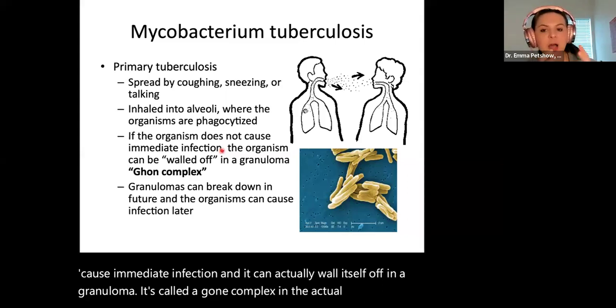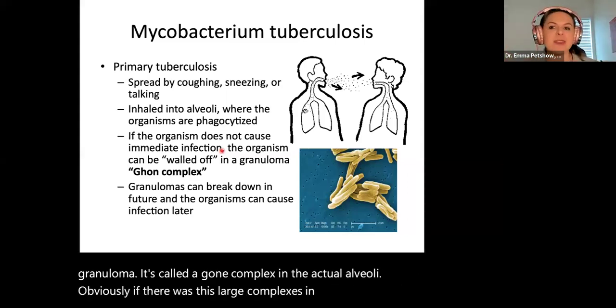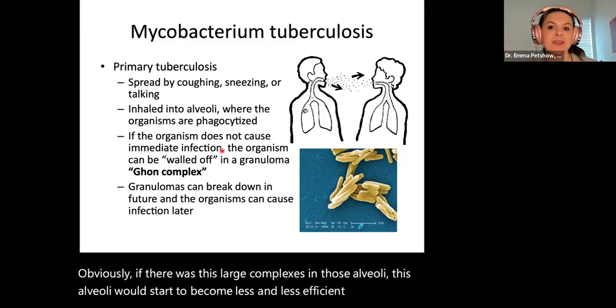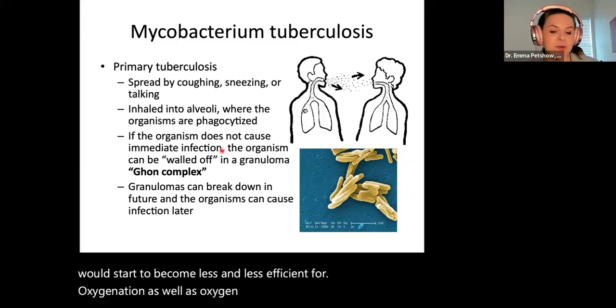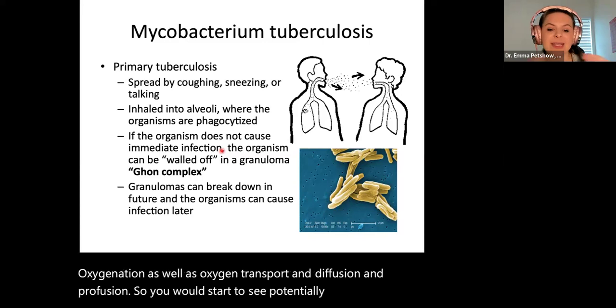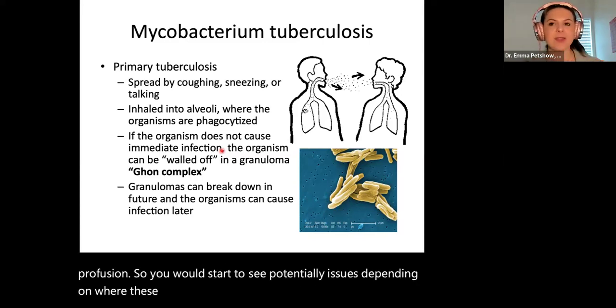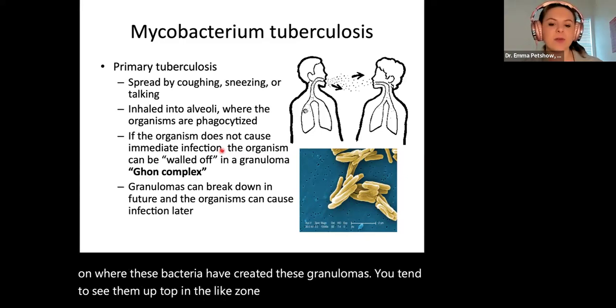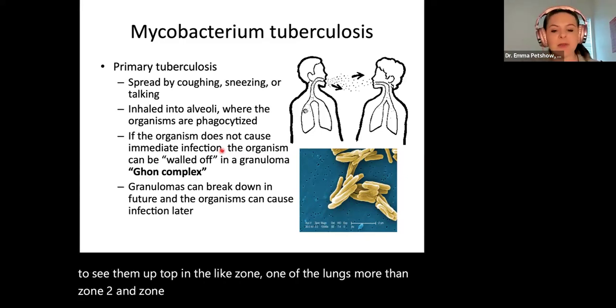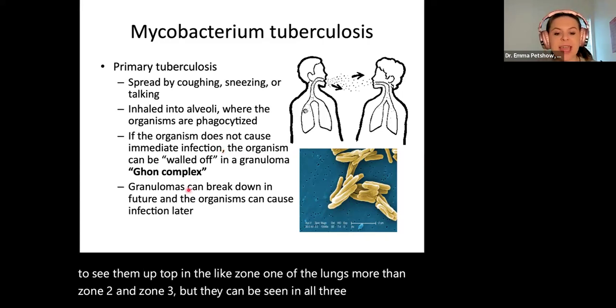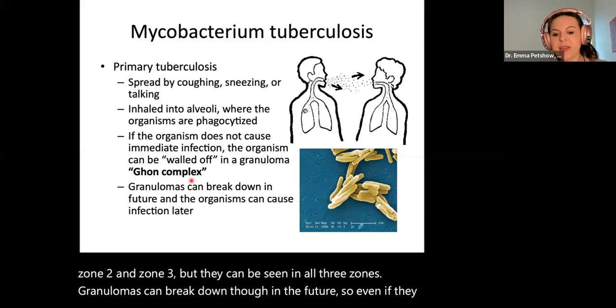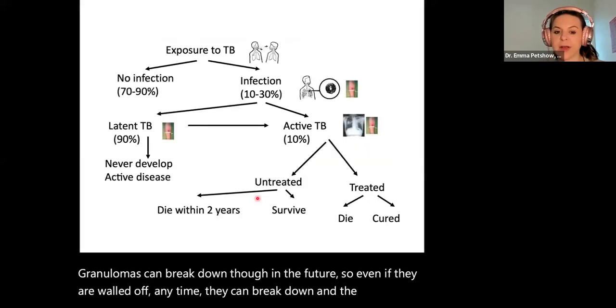Obviously, if there were these large complexes in those alveoli, they would start to become less and less efficient for oxygenation, as well as oxygen transport and diffusion and perfusion. So you would start to see potentially issues depending on where these bacteria have created these granulomas. You tend to see them up top in zone 1 of the lungs more than zone 2 and zone 3, but they can be seen in all 3 zones. Granulomas can break down though in the future, so even if they are walled off, anytime they could break down, and the organisms could cause an infection later on.